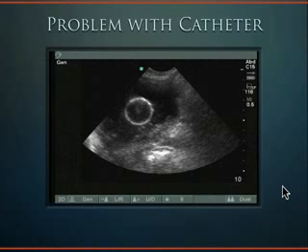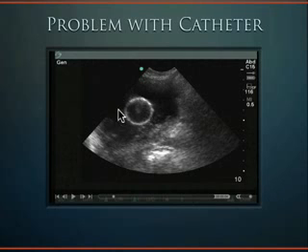So we go to take this Foley out. First thing we need to do is take the balloon down. But guess what? The balloon won't go down. The port that you hook up the syringe to deflate the balloon, it's not working. And the patient is getting more and more agitated because his bladder's filling up, and he's like, hey, doc, get this thing out of me before I yank it out myself.